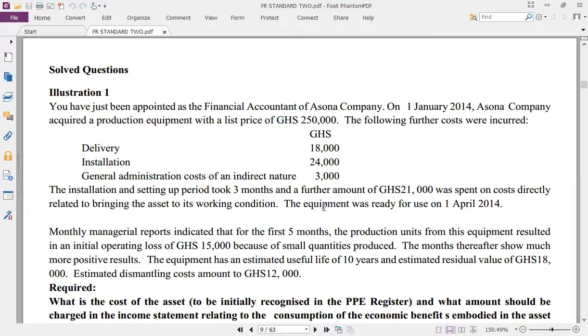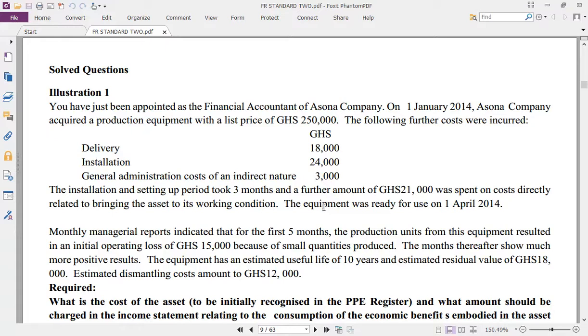Now, the equipment was ready for use on 1st April 2014. It means they acquired the equipment in January, but it was ready for use on 1st April. So depreciation must start from 1st April. If you're calculating depreciation for 2014, start from 1st April, because depreciation must start when the asset is available or ready for use, or completed. Not when the asset is brought into use, where they started using the asset. No, you start depreciating it when the asset is available. That is it.